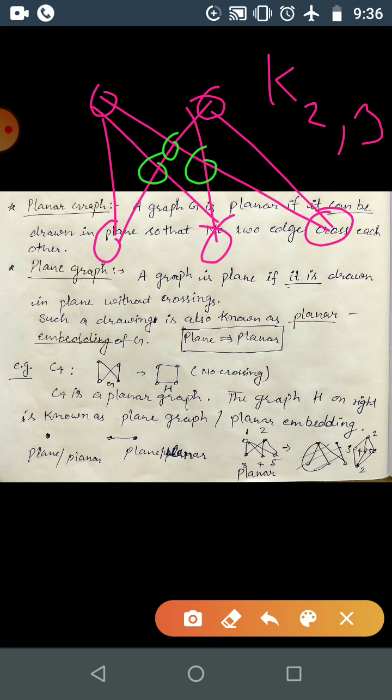So can we remove this crossing? Is this planar? If you are able to remove this crossing by redrawing this graph, isomorphic to this one only, then it will be planar. And that planar embedding, that drawing will be known as the plane part of this one, or plane graph. Correct? Plane K23 or K32.